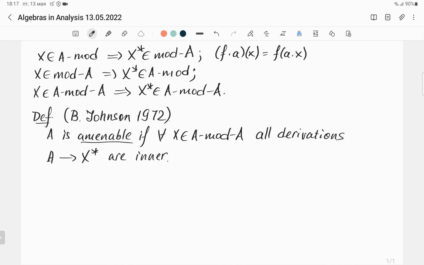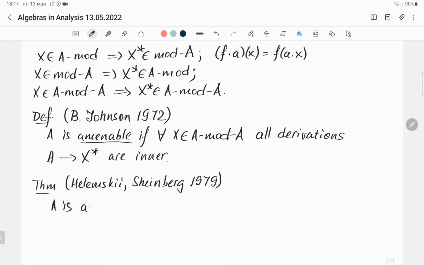A useful relation between amenability and flatness was found by Helemskii and Sheinberg in 1979. So they proved the following result. Our Banach algebra A is amenable if and only if its unitization A plus is a flat Banach A bimodule.